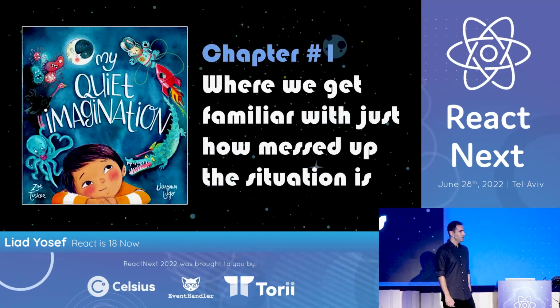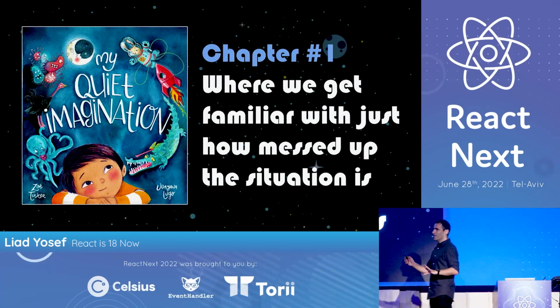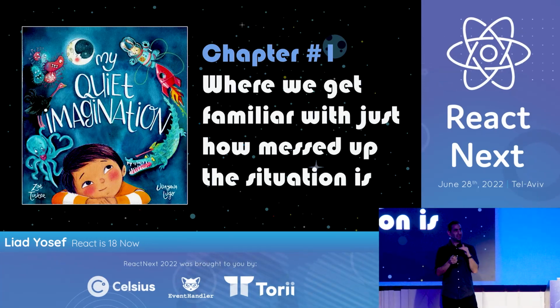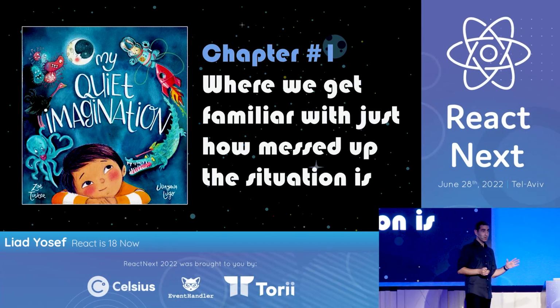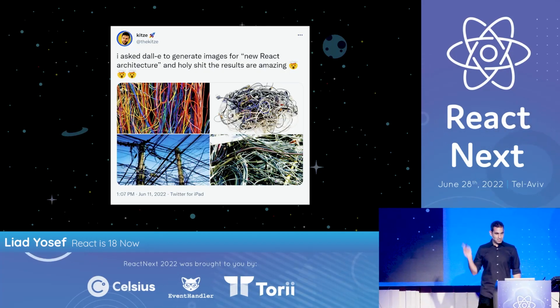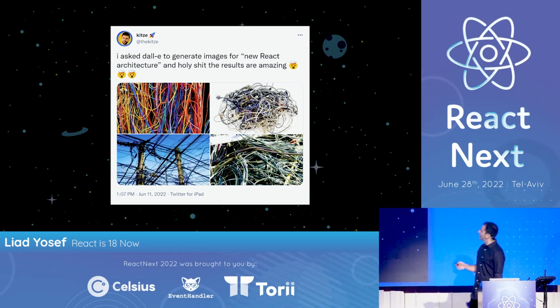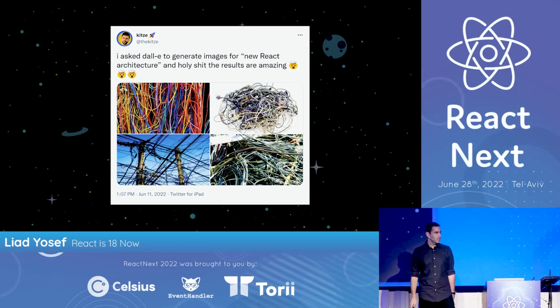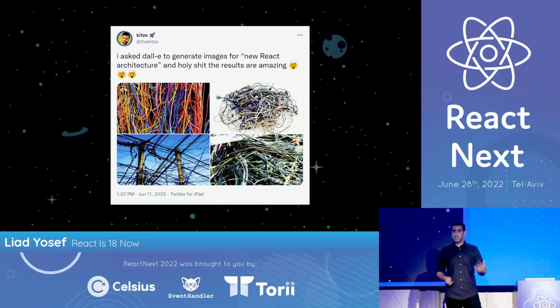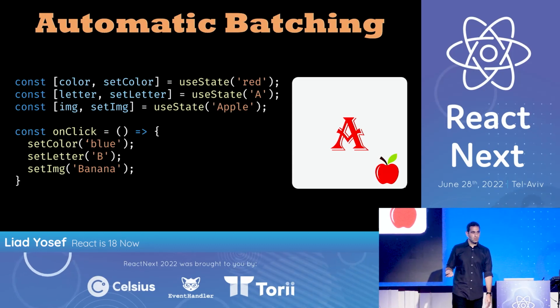First chapter, where we start to understand just how messed up the situation is. Okay, so React starts us slow. You can say even in a baby step. And there's a cool tweet by Kitze that says that, okay, if you try to ask DALL-E to generate new React architecture, this is what you get. So let's start talking about the new features in React 18. So the first one, maybe the most understandable one, is automatic batching.